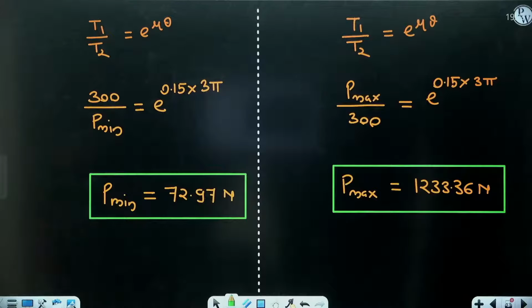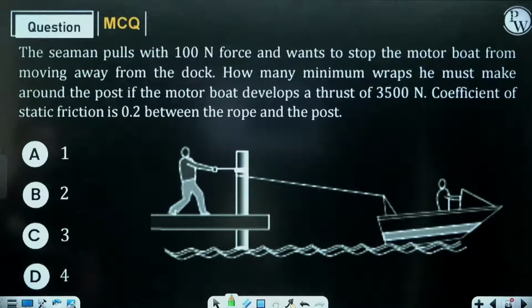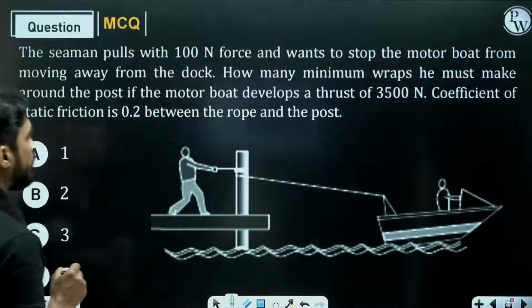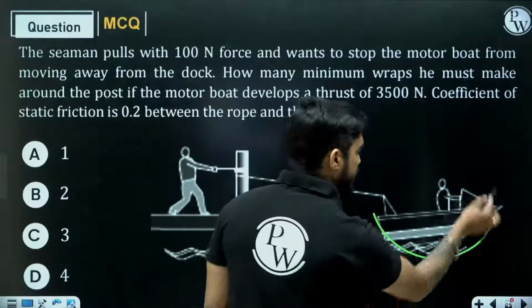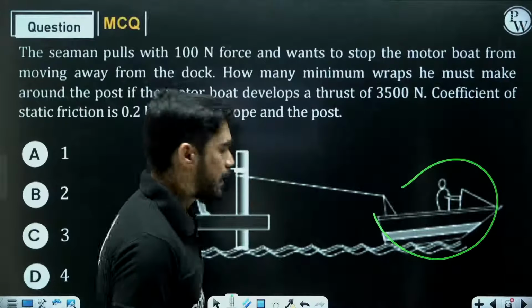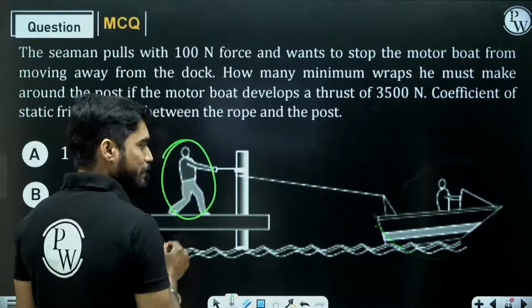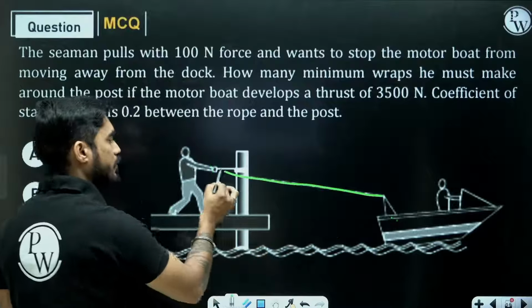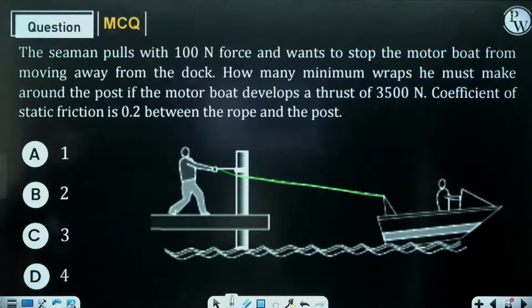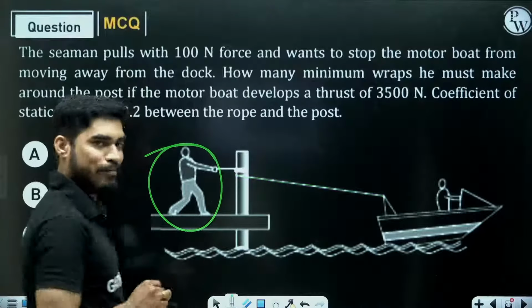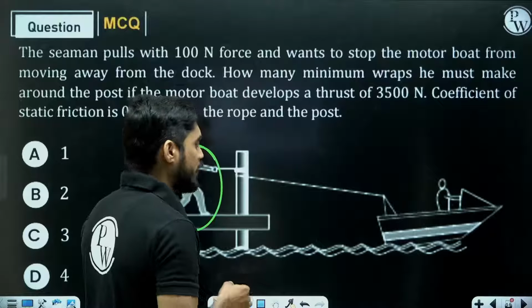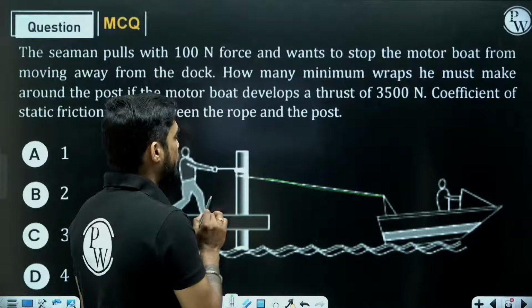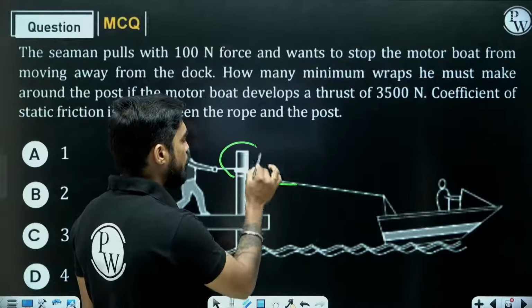The next one is really interesting. The seaman pulls with 100 Newton force and wants to stop the motorboat from moving away from the dock. Can you see? This boat is trying to move away from the dock. Okay, let's say the boat belongs to this person. So now what he is doing is he is stopping the boat. In order to stop the boat, he has this rope. Now what this man does is, he is actually an expert in engineering mechanics. So he wants to use friction in order to reduce his effort. Okay. So what he is doing is he has wound this rope around this pole.